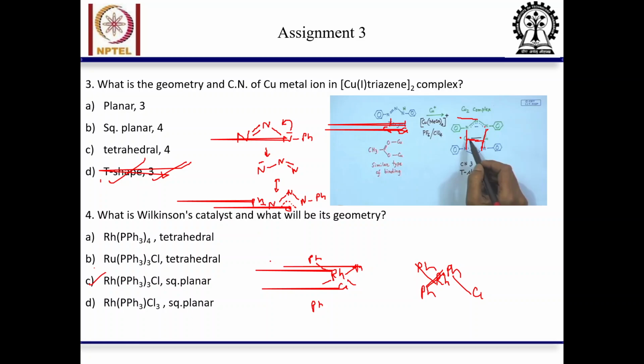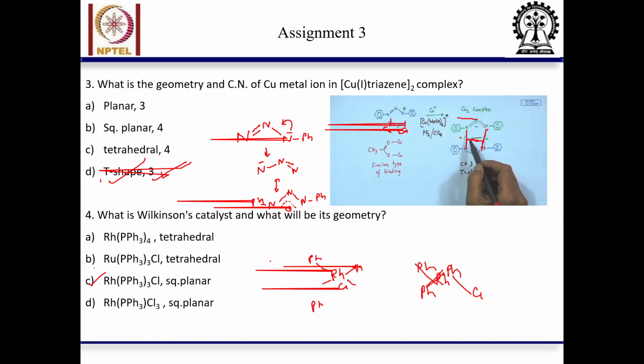At what time will you get a square planar complex? Basically, 5d and 6d metals prefer square planar over tetrahedral if the ligand is strong field. Second, if you have a d8 configuration and a strong field ligand, it will always follow square planar. I will discuss that when we discuss crystal field theory. There I will show you why square planar is preferred over tetrahedral. I will go from the octahedral, then to the Jahn-Teller distortion, and finally how square planar complexes are found.